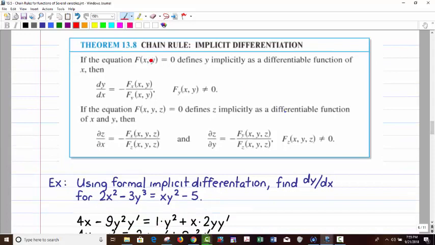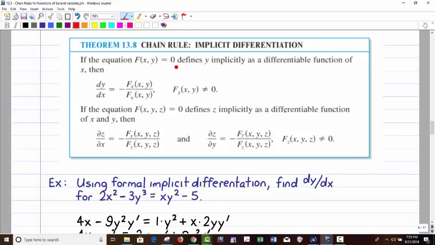So if you have your F of x, y equals 0, in other words, written implicitly in a form equal to 0, so it's not like z is a function of x and y. Everything's written, when you see this big F, that's generally implicit notation. We're going to set that equal to 0.